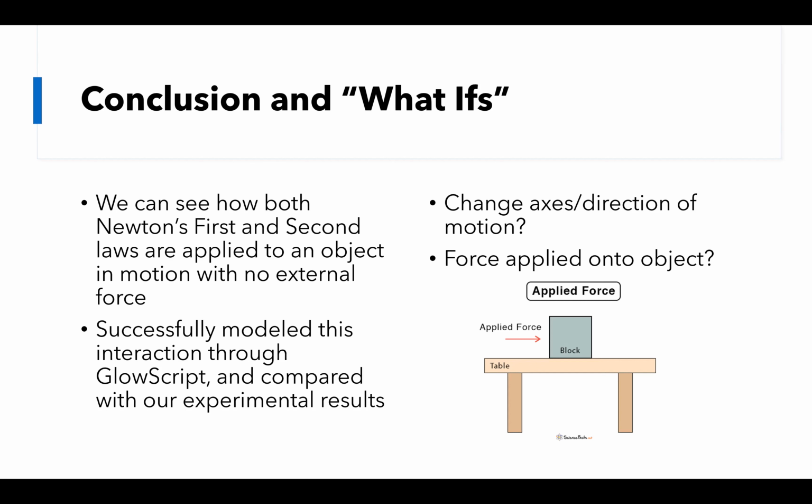And the first law applies in how the object is remaining in motion at a constant speed, as seen through the Tracker graphs. This interaction is modeled through GlowScript, and when compared with the experimental results, we can see how the trend lines are the same and the velocity is constant with no acceleration.